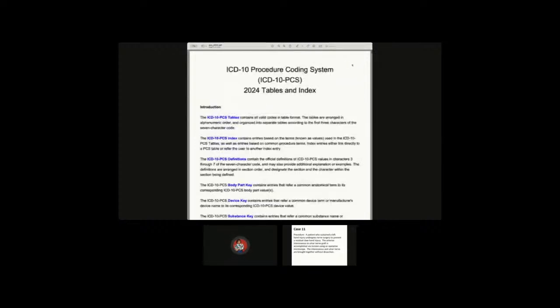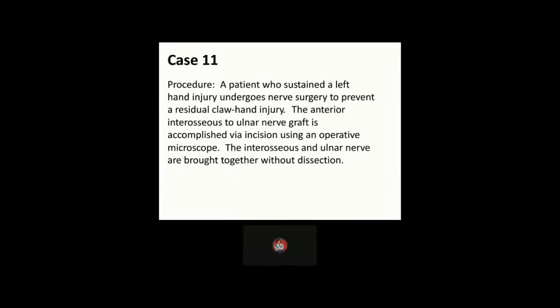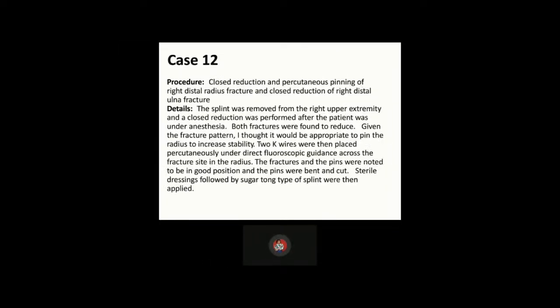Fun, fun, fun. All right, so we are going to go to our next scenario. Here we have closed reduction and percutaneous pinning of the right distal radius fracture and closed reduction of the right distal ulnar fracture. So the splint was removed. They probably had on one of those temporary splints. And the right upper extremity is where it was located.